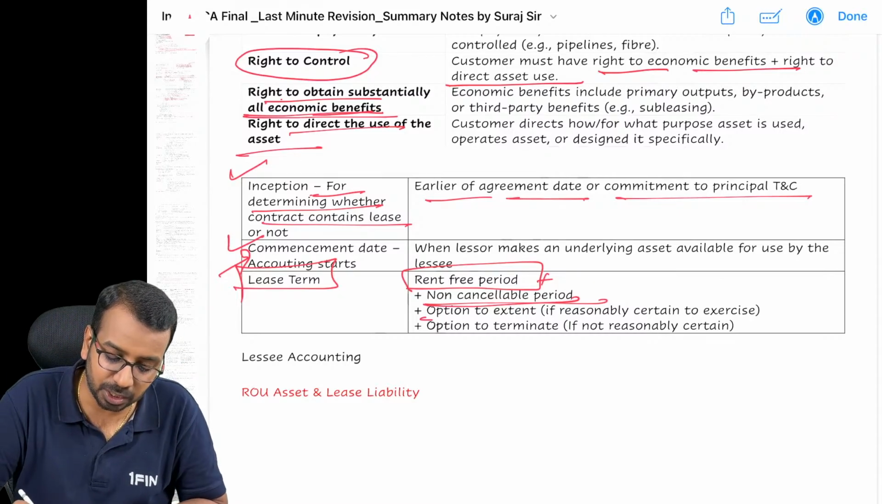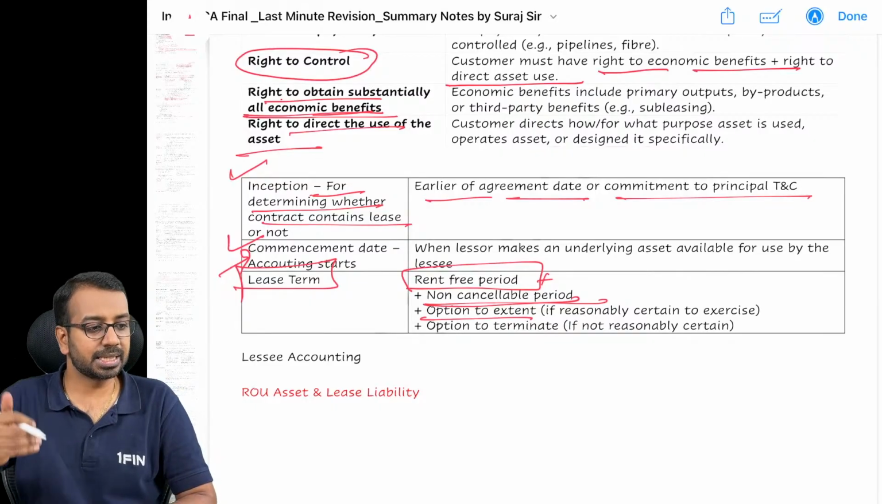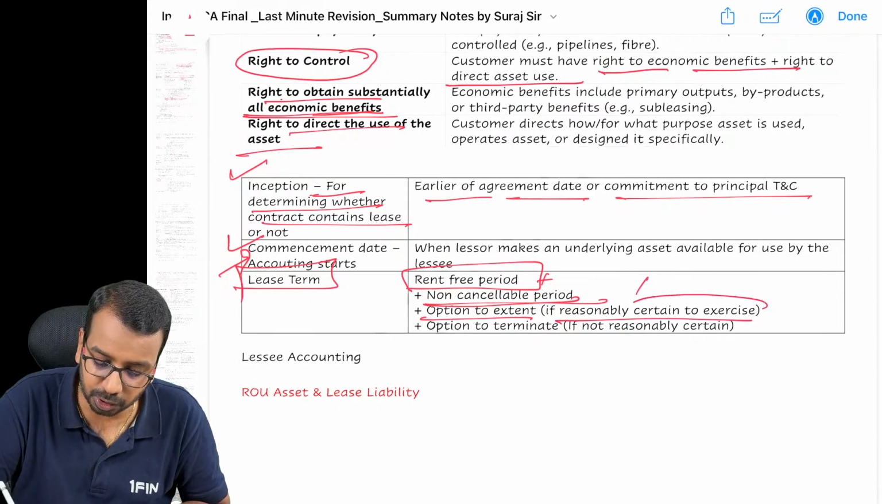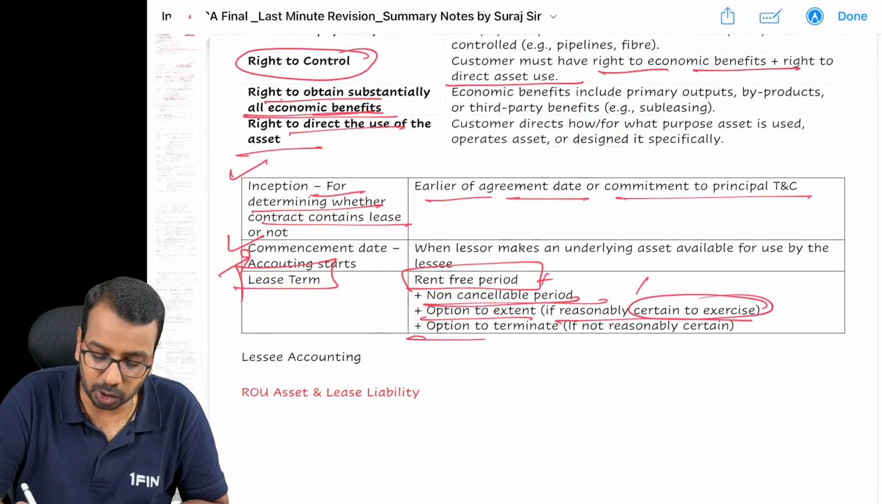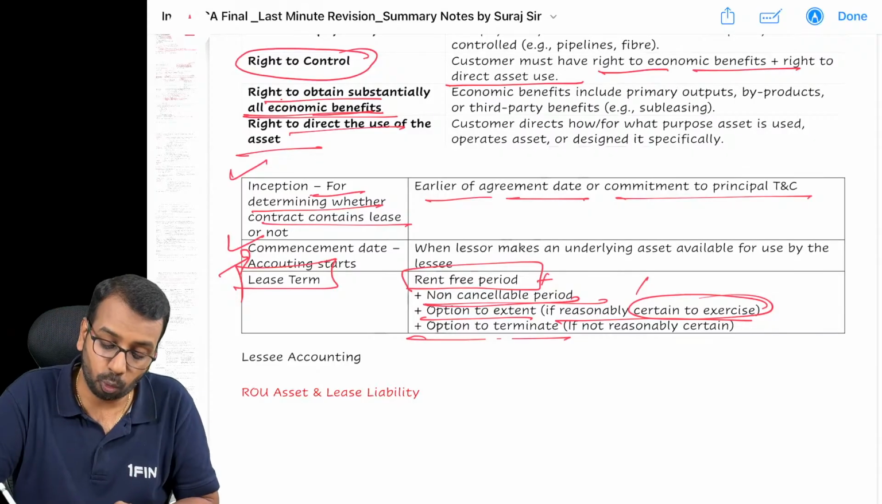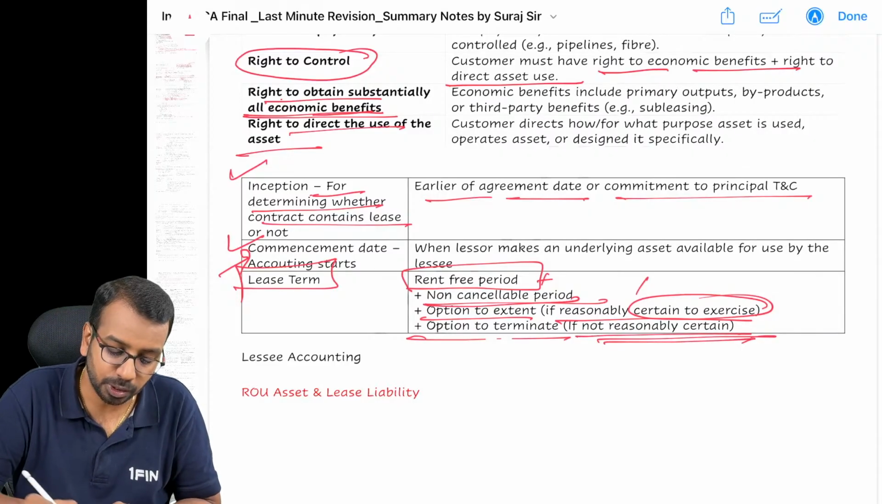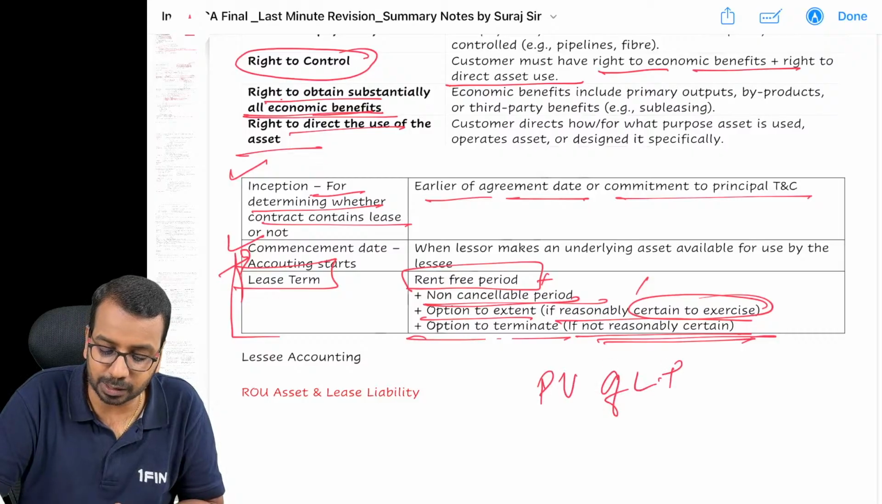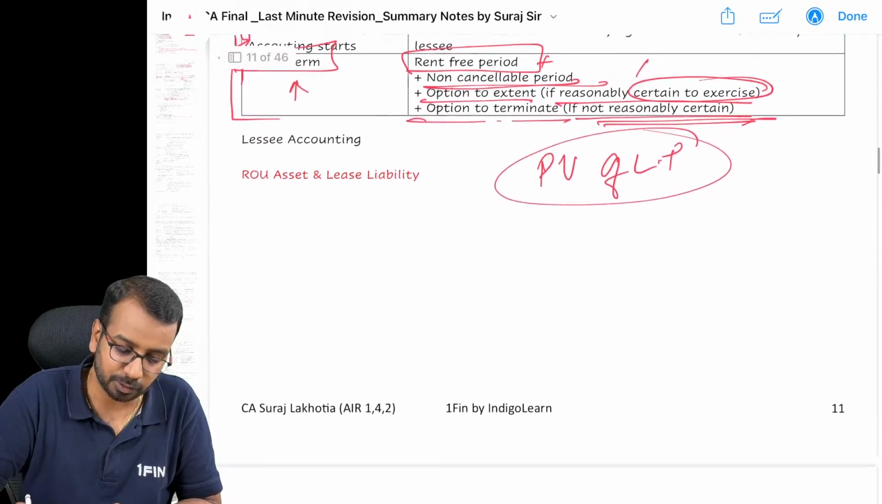Then if there is an option to extend, if the lessee has an option to extend the lease, we will include that if it is reasonably certain to exercise. And if there is an option to terminate, then we will include only if it is not reasonably certain to exercise. Why do we need the lease term? When we calculate the present value of lease payment, we will need the lease term.